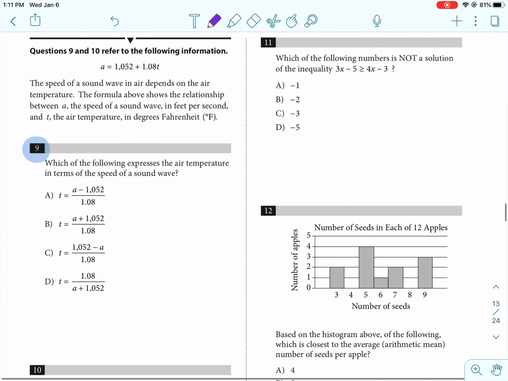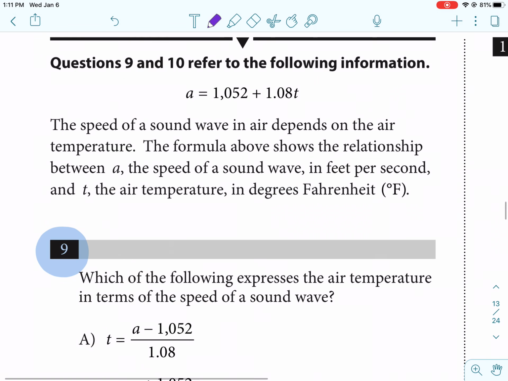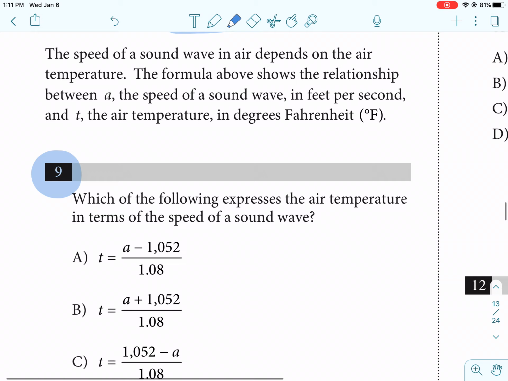Moving on to number 9. It gives us this equation. It's about sound waves and temperature. One thing that you're going to see with the SAT is sometimes they give you a lot of information that, I'm going to be really honest, you don't need. They give us this equation. If I skip to the bottom, they say, which of the following expresses the air temperature in terms of the speed of a sound wave?